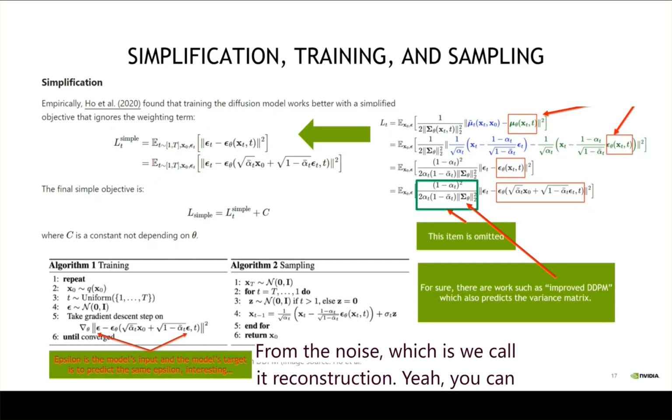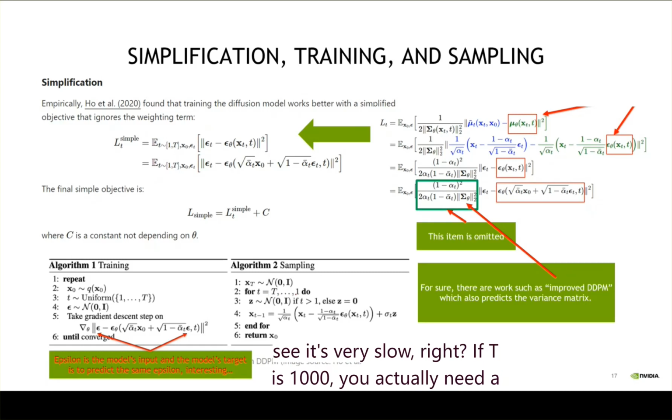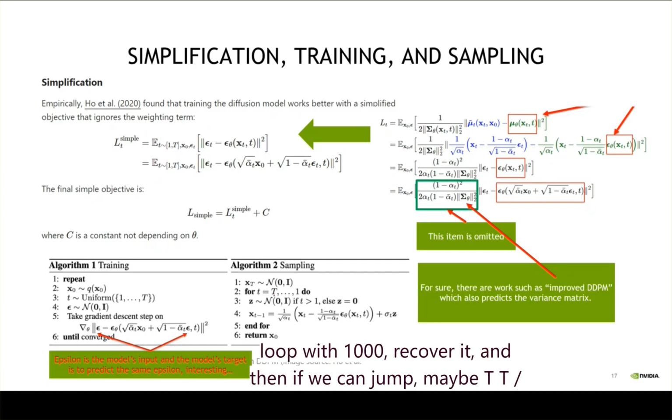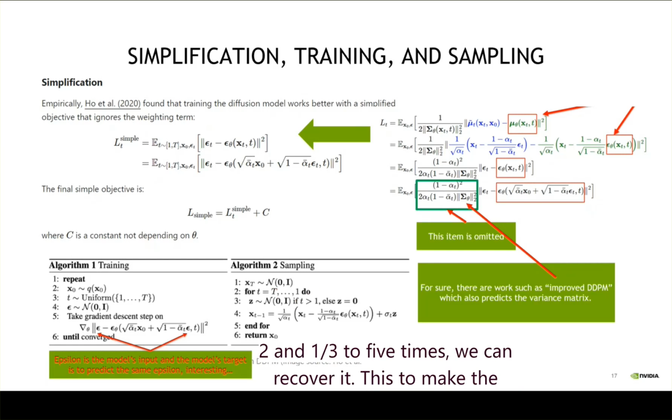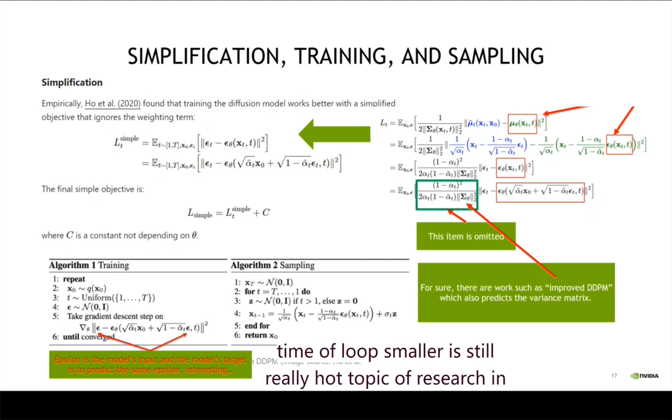Yeah, you can see it's very slow, right? If T is 1000, you actually need a loop of 1000 steps to recover it. If we can jump, maybe T divided by 2, or 3 to 5 times, we can recover it. Making the number of loop iterations smaller is still a really hot research topic in the field.